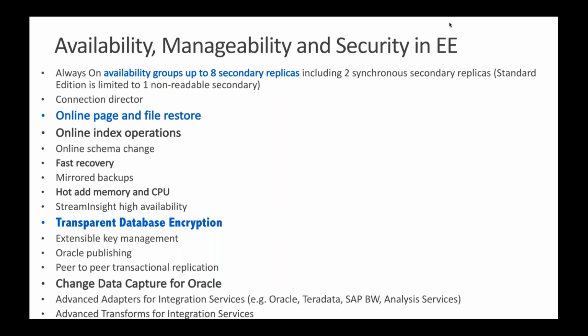Peer-to-peer transactional replication is only available in Enterprise Edition. If you're using peer-to-peer transactional replication, I'm sorry. It's a really, really hard feature to use, and it's frequently misconfigured. So just be aware of that. Change data capture for Oracle and a couple of these advanced transforms for IS.